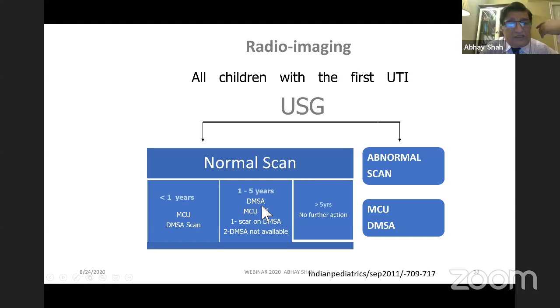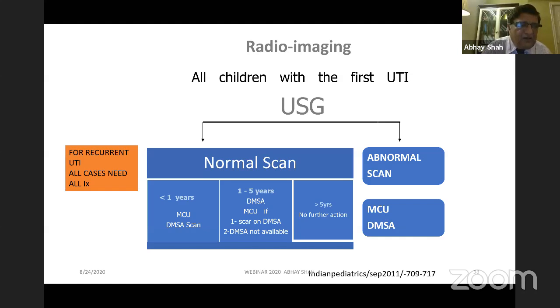If the child is from 1 to 5 years and USG is normal, you go for the DMSA, and MCU, which is invasive, is required only if DMSA scan shows a scar. If it is more than 5 years and USG is normal, then further MCU and DMSA is not required. But remember, if USG is abnormal, then you have to do both MCU as well as DMSA, irrespective of the age of the child. But most important, if it is a second attack or recurrent UTI, all three investigations are to be done irrespective of the age of the child.